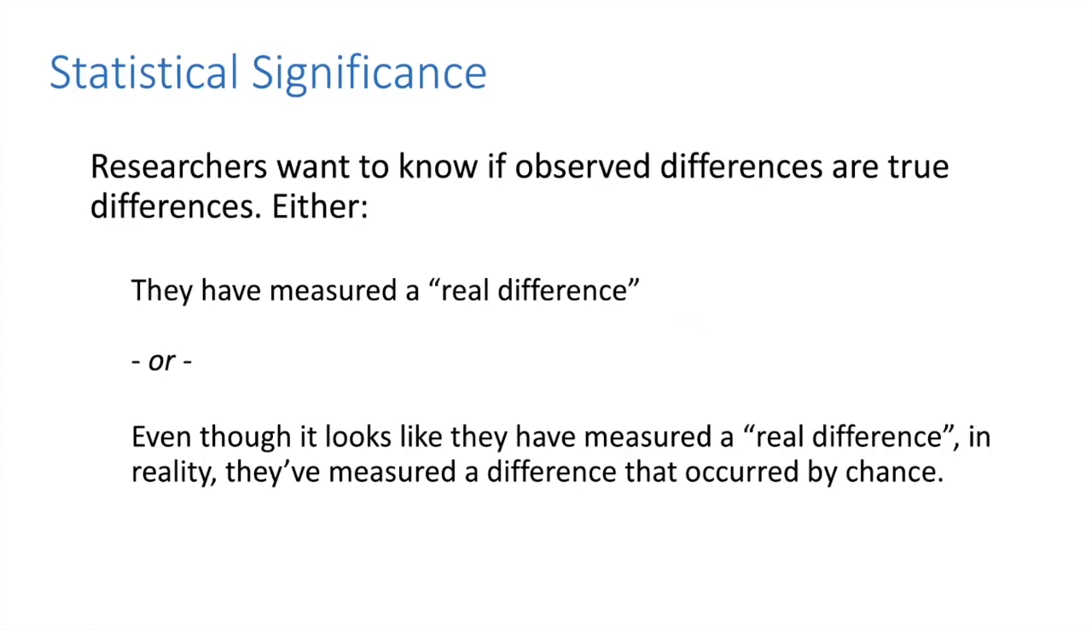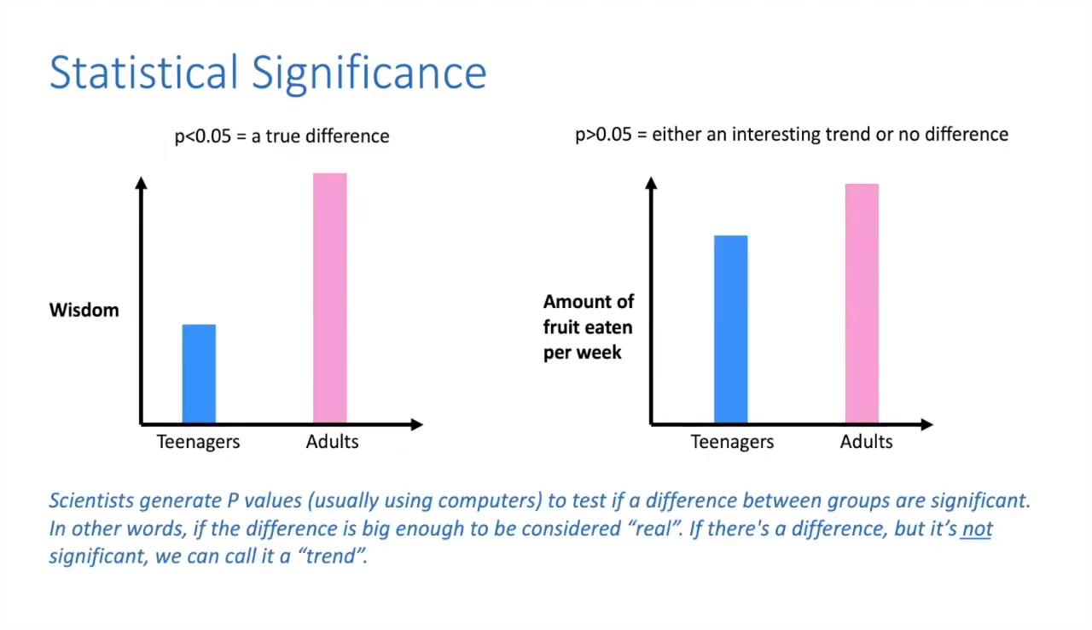Researchers want to know if observed differences are true differences. Either they have measured a real difference, or even though it looks like they've measured a real difference, in reality, they've measured a difference that occurred by chance. Scientists generate p-values, usually using computers, to test if a difference between groups is significant. In other words, if the difference is big enough to be considered real.